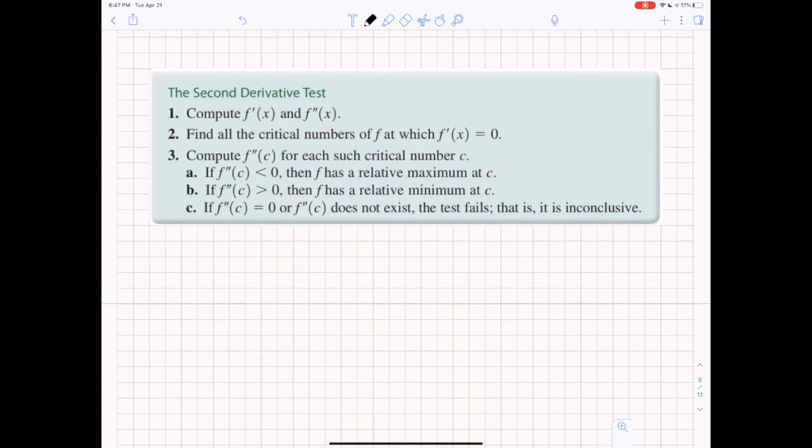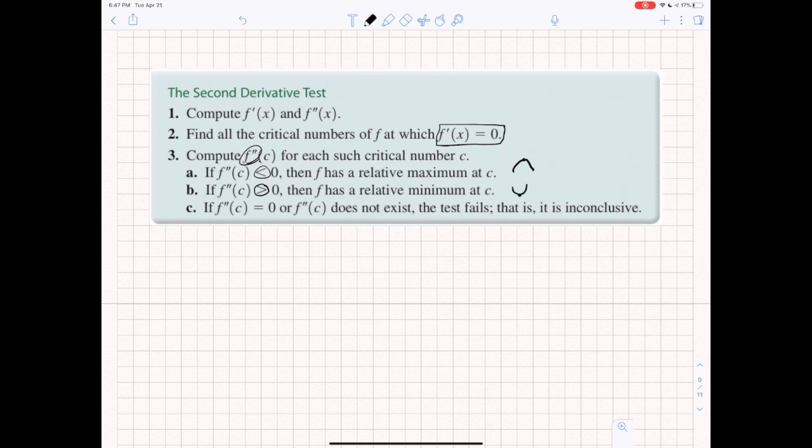So we would compute the first derivative and the second derivative, which we've been doing already. I would actually need to find the critical numbers. So we would set the first derivative equal to 0 and solve. And then I would take those values of c and plug them into the second derivative. And what I'm looking for is just the sign, right? If I get a negative result, something less than 0, that means I'm concave down, and therefore that has to be a maximum. If I get a positive result, I'm concave up, and that means a minimum.